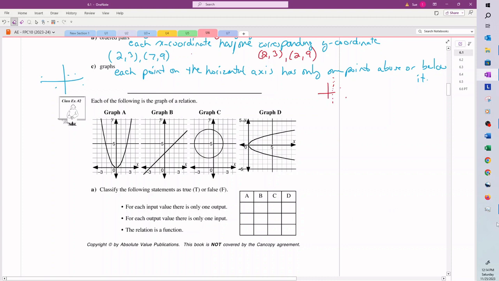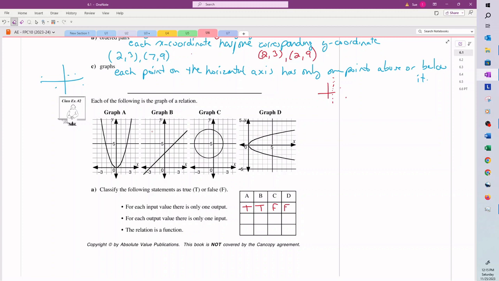Each of these is a graph of a relation. Okay, these ones here. And we want to say for these, for each input, so looking at graph A, for each input, there is only one output. So for every point on the x-axis, we only have one corresponding y value. So that is true. And for B, that is also true. For C, that is not true, because if I look up here, I passed two places, so that's false. And for D, that is also false.